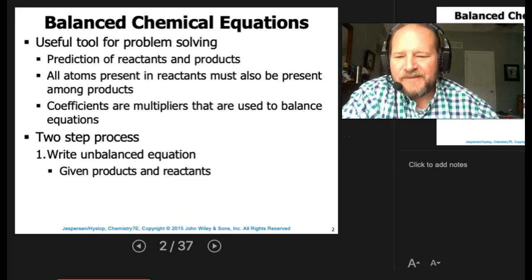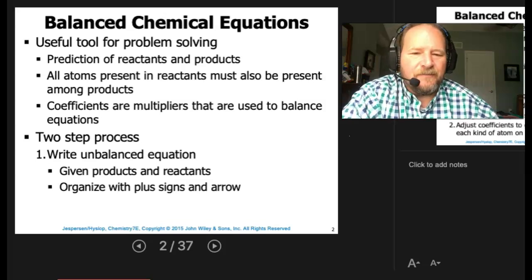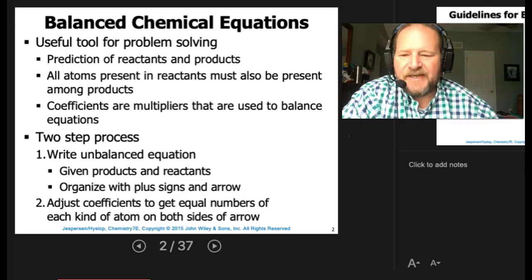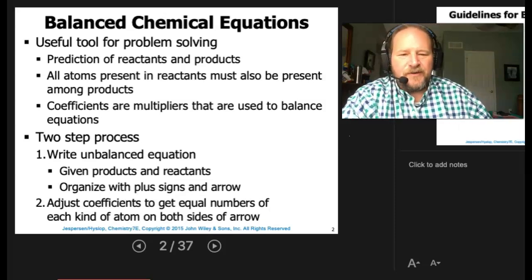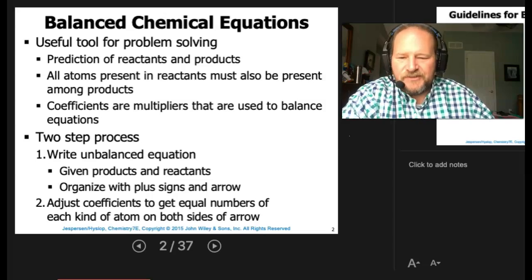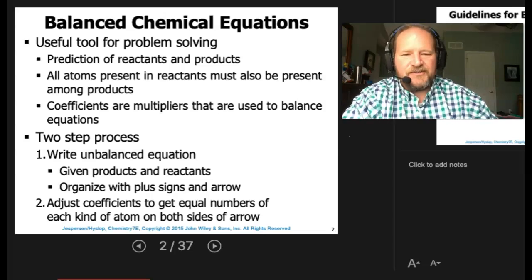Once we have the products and the reactants listed out, the plus signs and the arrows are all in there, the second step is to adjust with the coefficients. So that's where we're going to make sure that we have one sodium on each side. We're going to make sure we have two hydrogens on both sides. We're going to make sure we have the right number of oxygens.